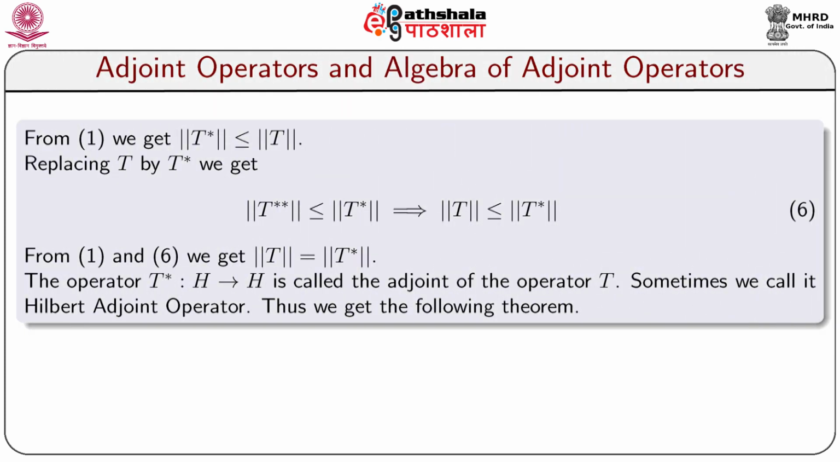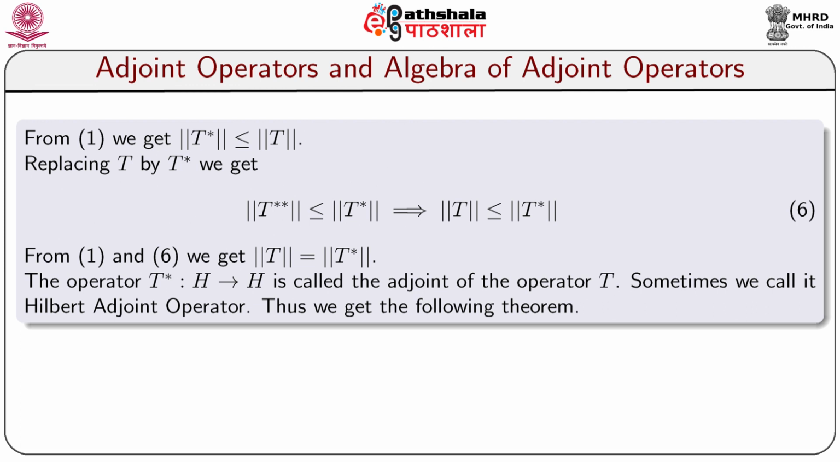From equation number 1, we get norm T star is less than or equal to norm T. Replacing T by T star, we get norm T double star is less than or equal to norm T star, which implies that norm T is less than or equal to norm T star, because we have already proved T double star equals T. From equation number 1 and this equation 6, we get norm T equals norm T star. The operator T star from H to H is called the adjoint of the operator T. Sometimes we call it the Hilbert adjoint operator.